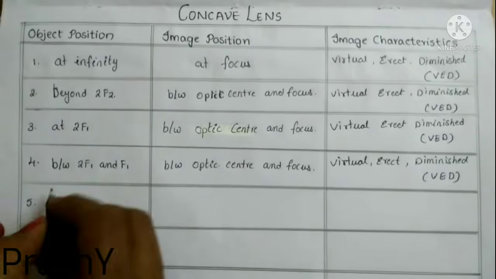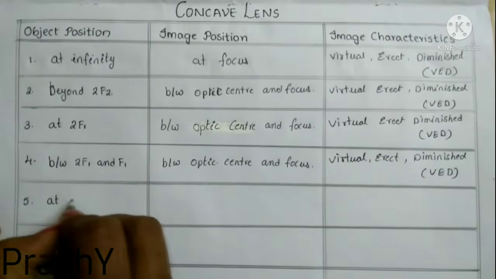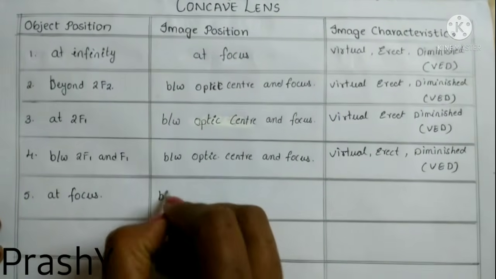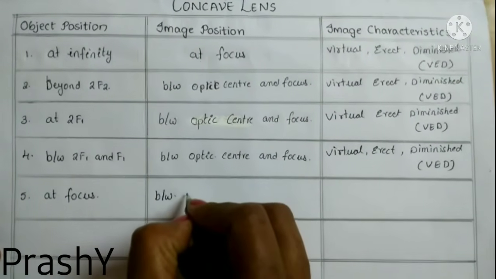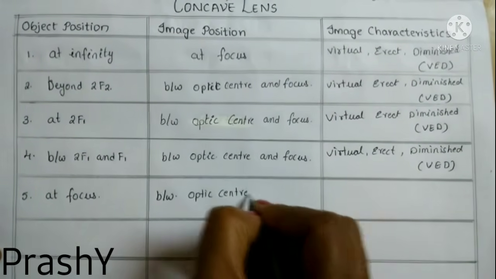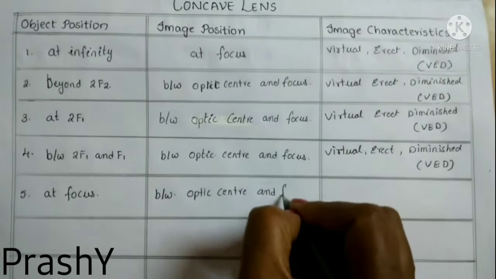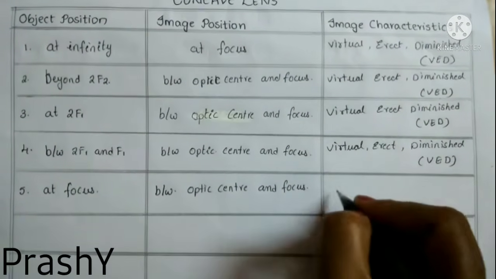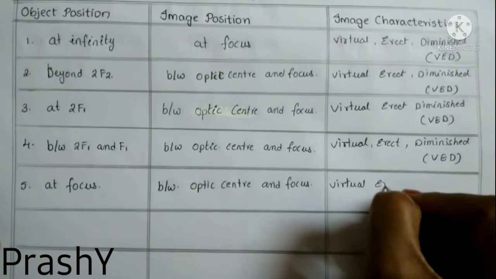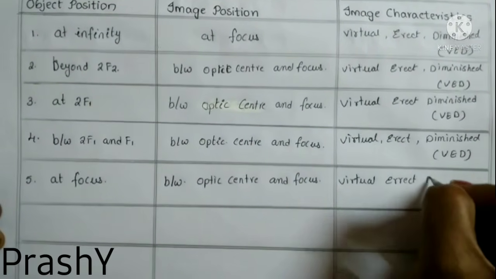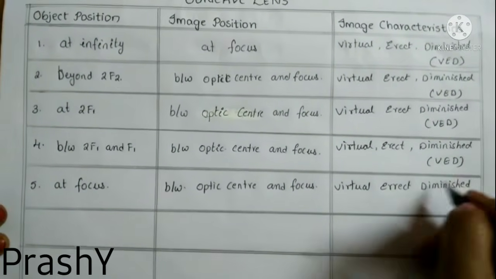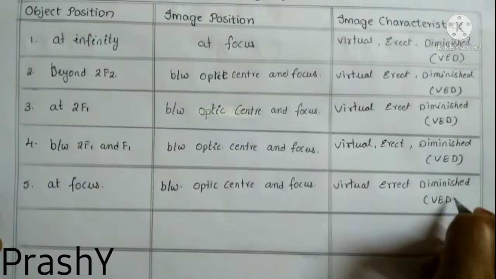So the fifth case is object is placed at focus. So when the object is placed at focus, I am getting the object image between optic center and focus. So here also I am getting virtual, erect, diminished image. So here also I am getting VED.